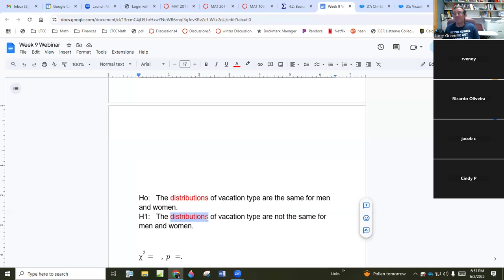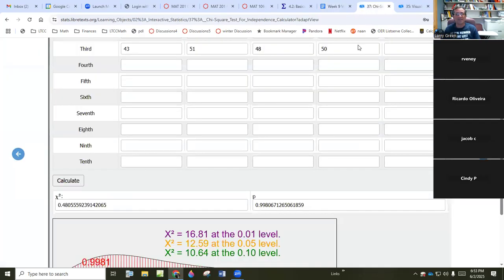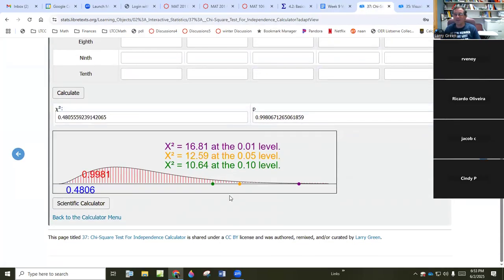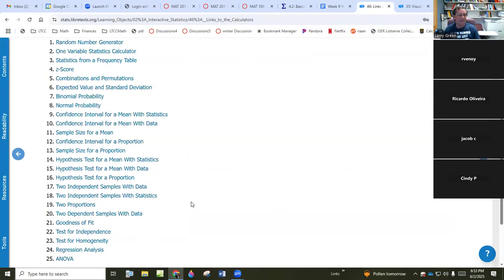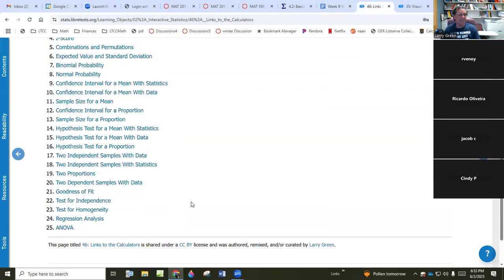What's our next step? Yeah, we go to our calculator. And as I mentioned, this is not a test for independence. So I go back to the calculator menu, and I hope you can all tell me what calculator to use. Should be obvious. Yeah, this is a test for homogeneity, calculator 23.